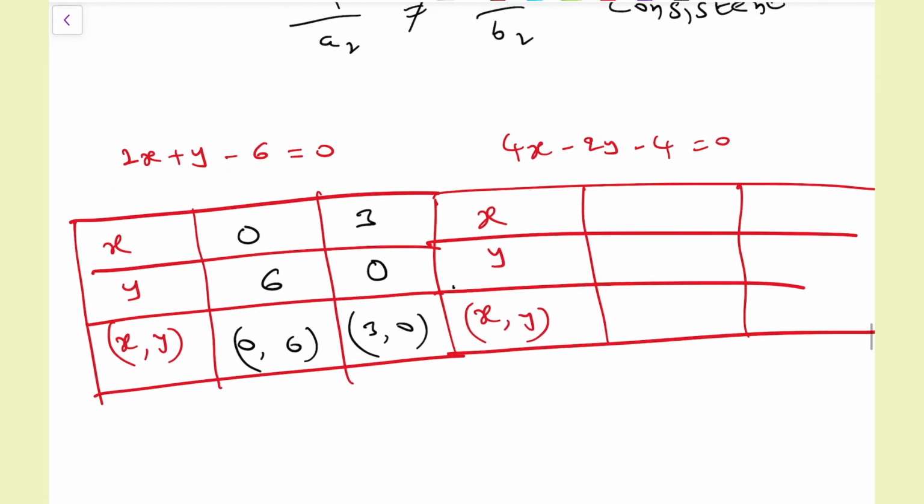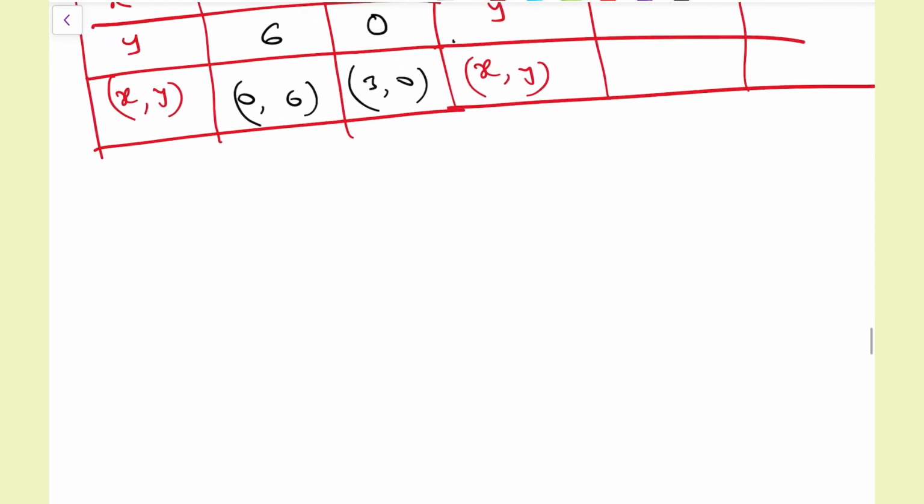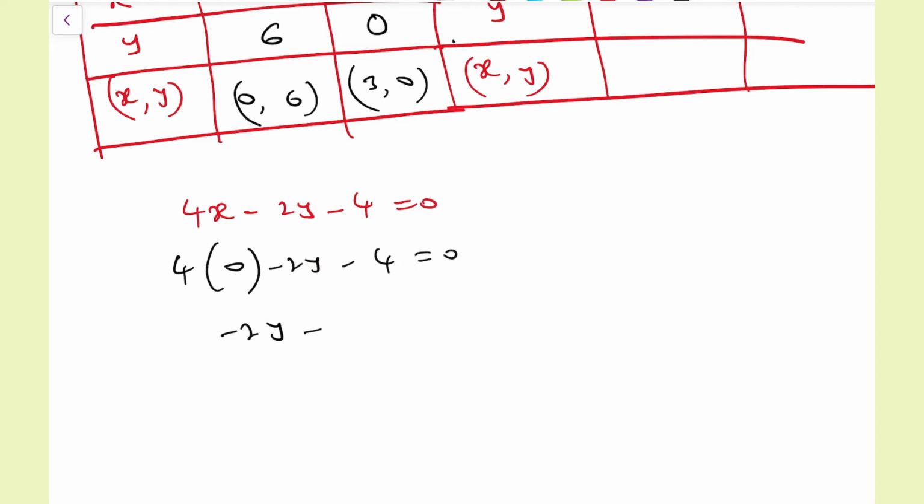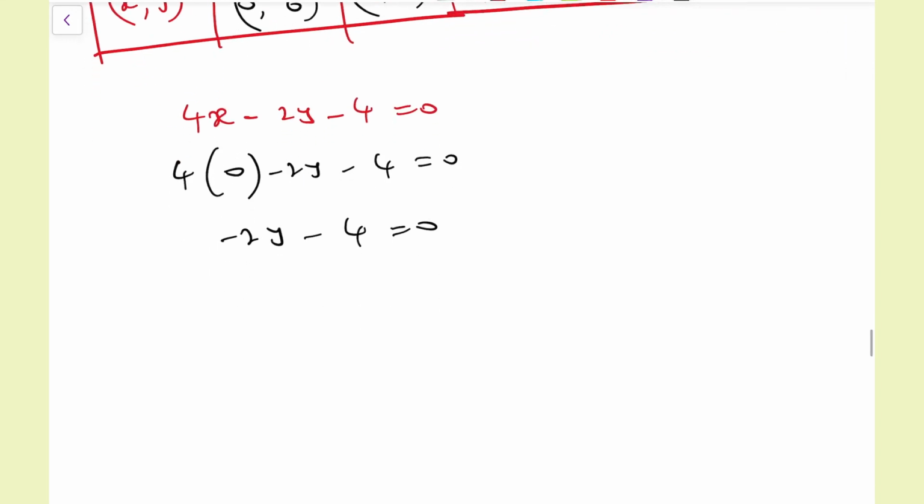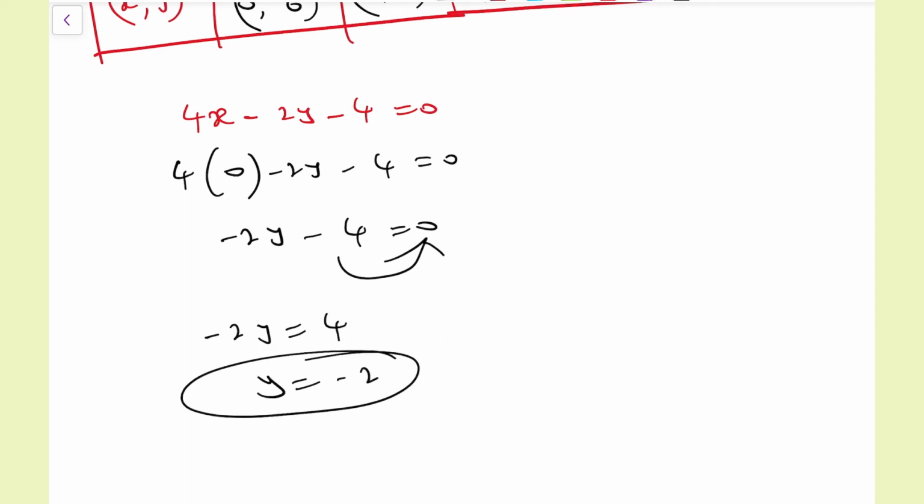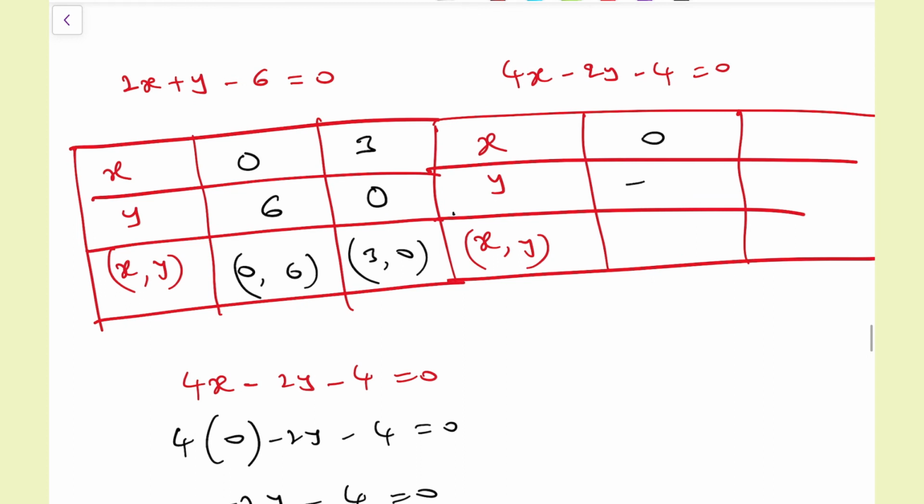What is the second equation we have? 4x minus 2y minus 4 equals 0. In the place of x I am keeping 0. Minus 2y minus 4 equals 0. 4 into 0 is 0, so I am leaving it, then it remains minus 2y minus 4 equals 0. Take minus 4 to the right side, so it becomes plus 4. Minus 2y equals 4, then y value will be minus 2. X is 0, y is minus 2. So the point will be 0 comma minus 2.